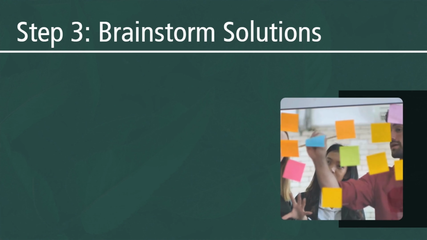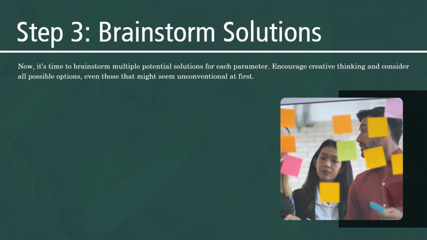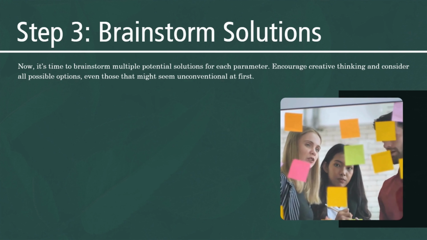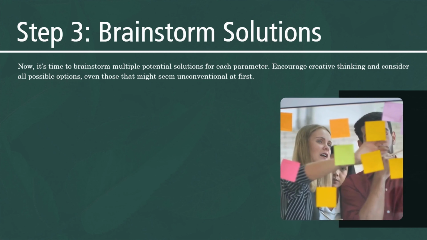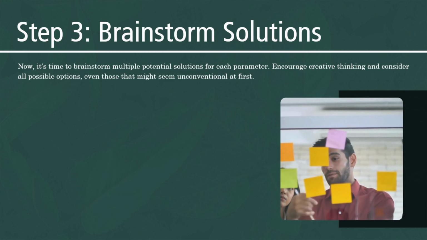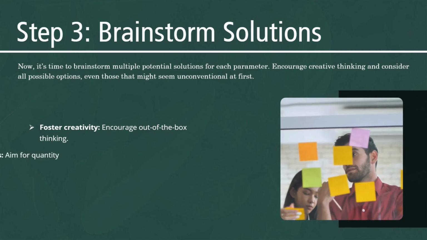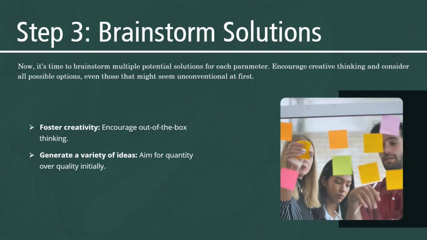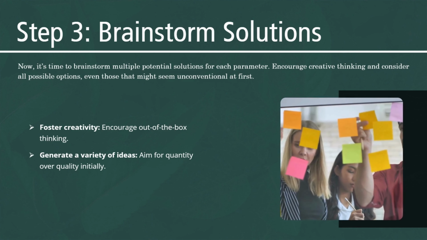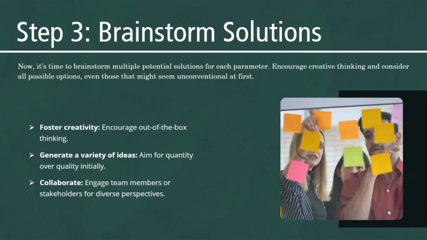Step 3. Brainstorm solutions. Now it's time to brainstorm multiple potential solutions for each parameter. Encourage creative thinking and consider all possible options, even those that might seem unconventional at first. Foster creativity. Encourage out-of-the-box thinking. Generate a variety of ideas. Aim for quantity over quality initially. Collaborate. Engage team members or stakeholders for diverse perspectives.